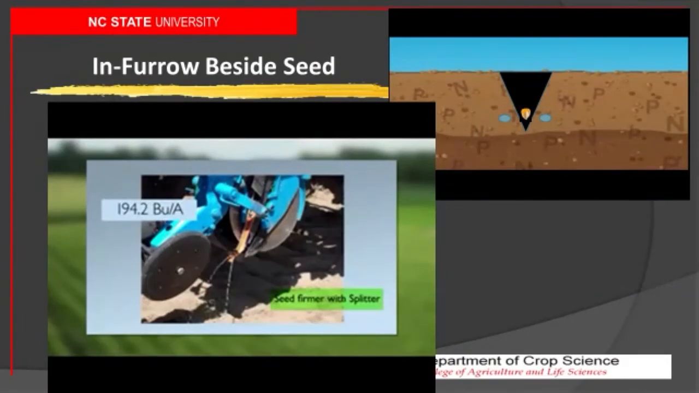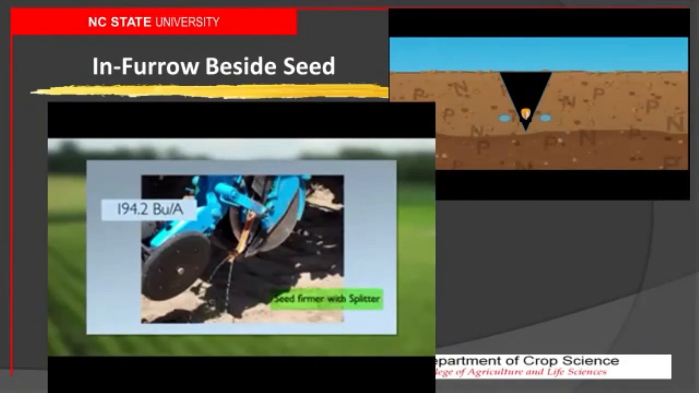And you can see two methods of doing this. This is the same seed firmer. Again, Keaton has them, or other companies have the same thing. This is not a Keaton here, but you can see it has a Y split. So it's actually putting it right along the side of the seed trench there, and slightly above. I probably got those two little streams a little bit too low in that picture, but slightly above the seed. I think this is a better method, actually.